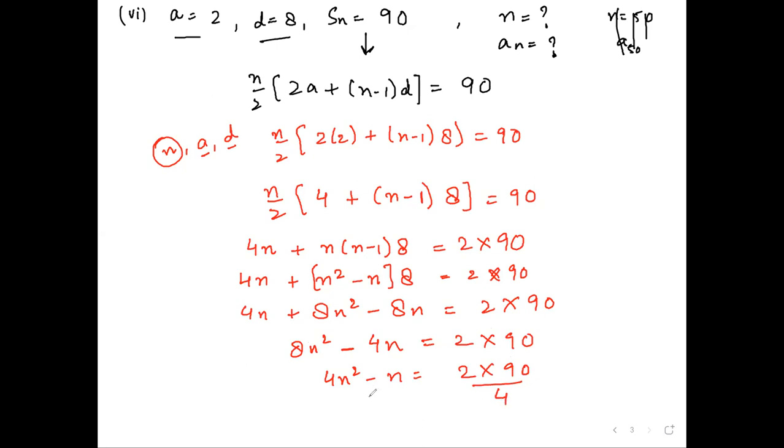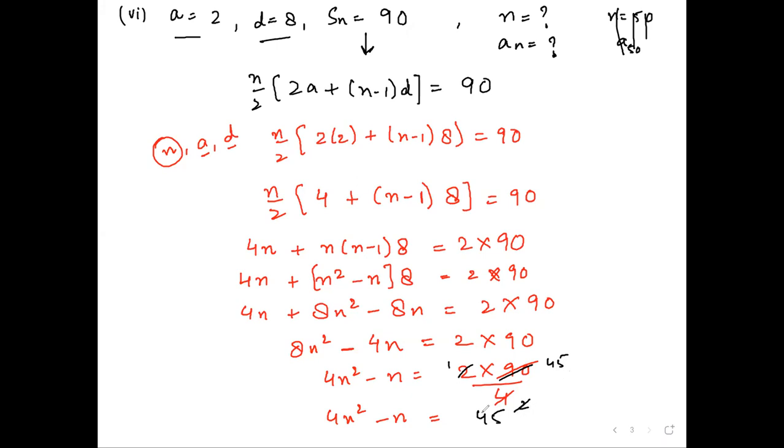Now just simplify the RHS. So 4n square minus n is equal to, this will be how much? 2 into 2, then 2 into 1, and 45, I think I'm getting here. Yes, it is 45 I'm getting here.